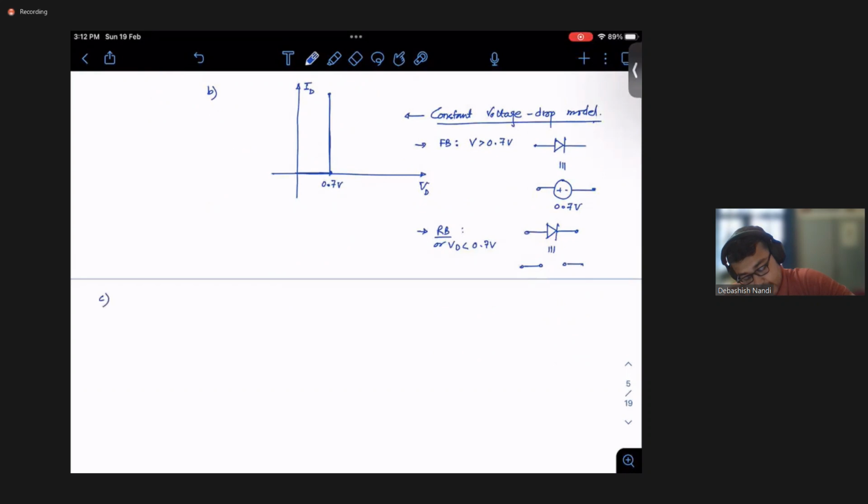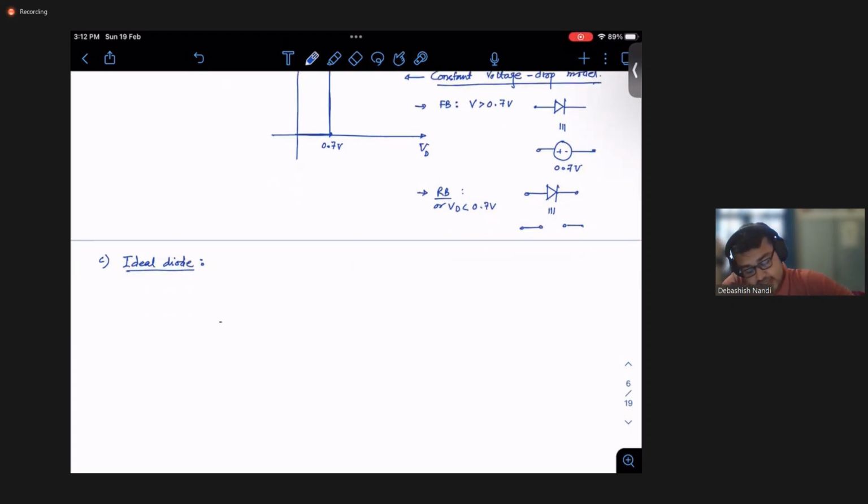Next, a further simplified version would be an ideal diode, right? What do we mean by an ideal diode? An ideal diode does not consider whether there is any built-in voltage present or not. It simply says that if it is in forward bias, then it will conduct. If it is in reverse bias, it will not conduct. So the model becomes, this is the model, right? This is the curve.